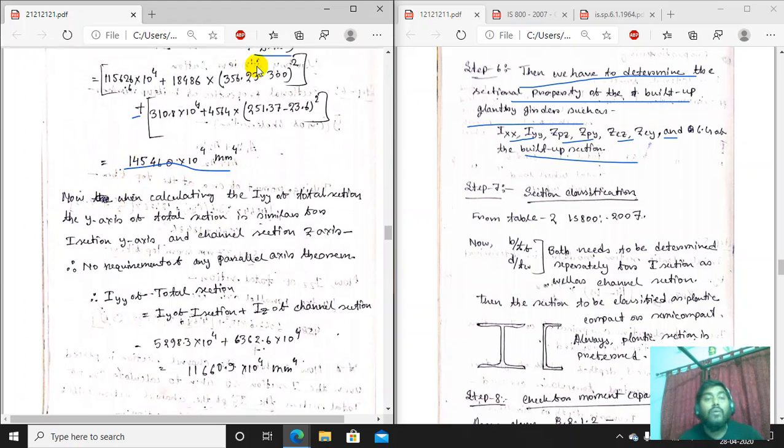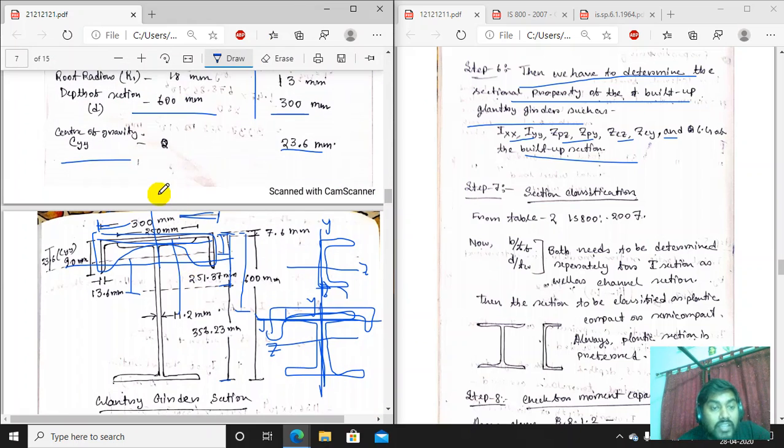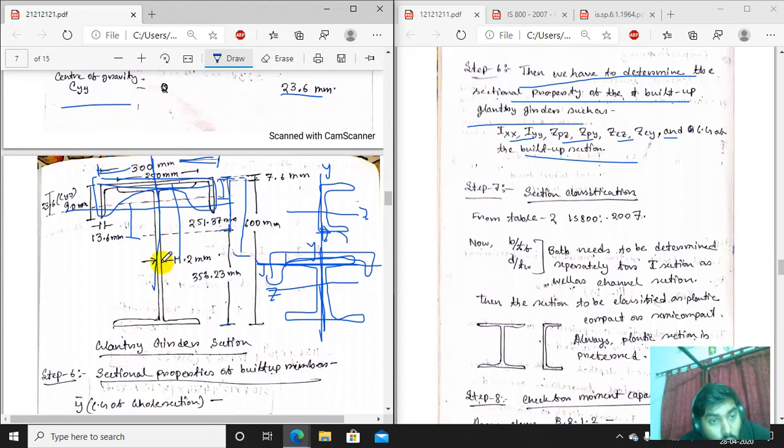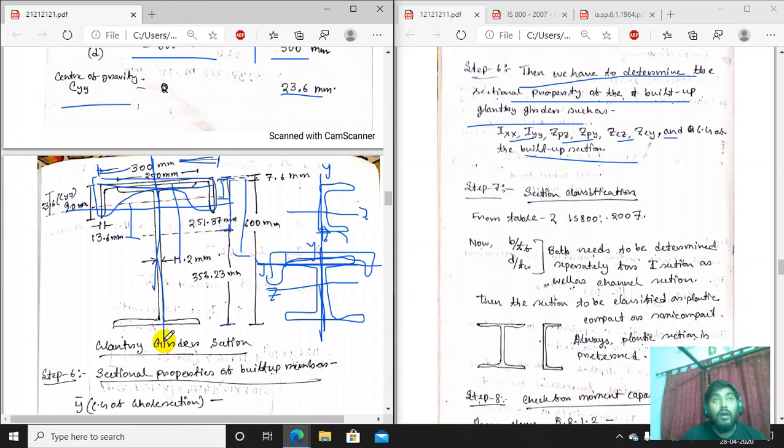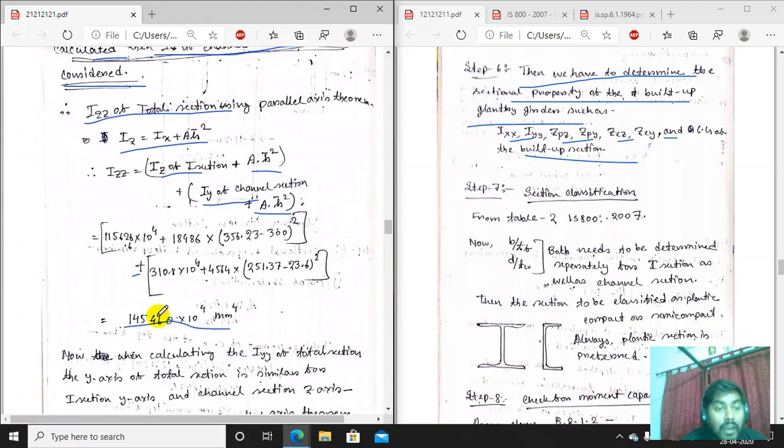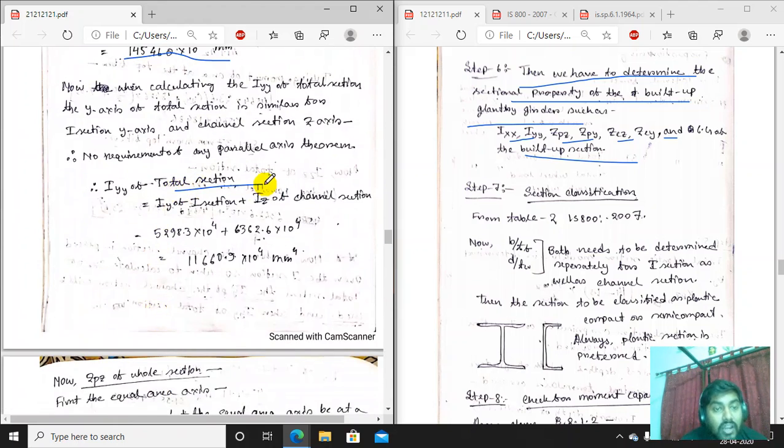Now, when we are calculating the IYY of the total section, you see the IYY passes through the actual Y axis. So there will be no need to determine IYY with the help of the parallel axis theorem. For the total section, IY of the I section and IZ of the channel section, I have written that also for your clarification. Putting all the values here, we get that value. So IYY and IZZ are determined.